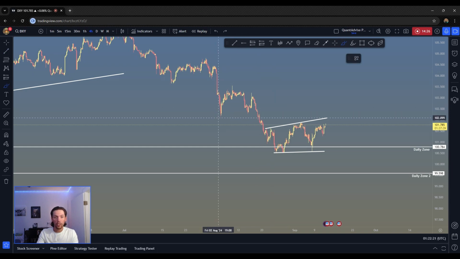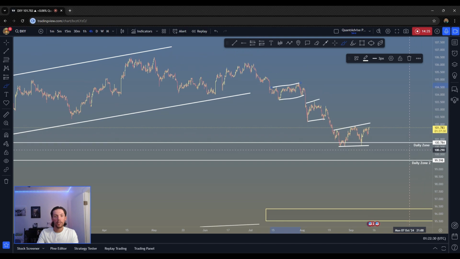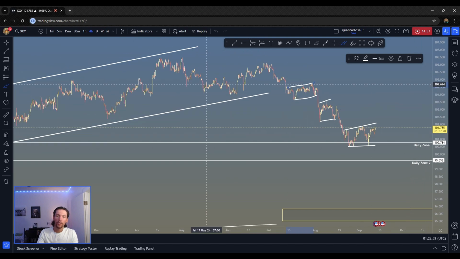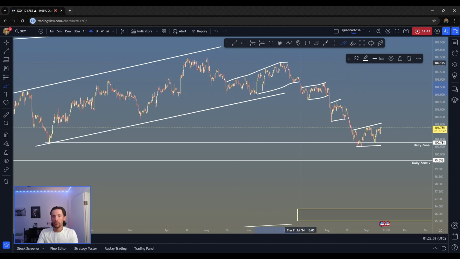Let's draw on those other flags that I talked about. There's a very clear one here, another one here, and then obviously we had that bigger one here. Like that. So there is one opportunity. Let's highlight opportunities for trades that could have been taken off of these. Well, first opportunity, second opportunity, third opportunity, and now we're in our fourth opportunity.